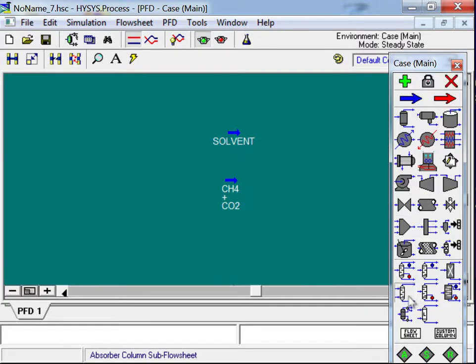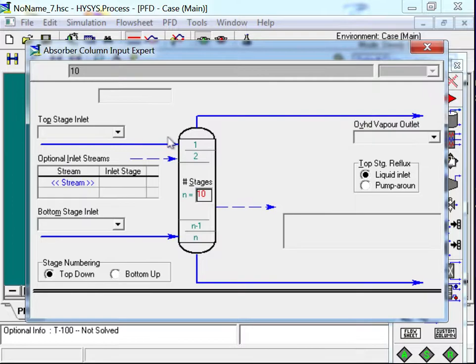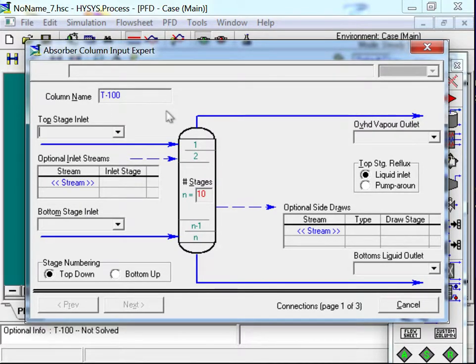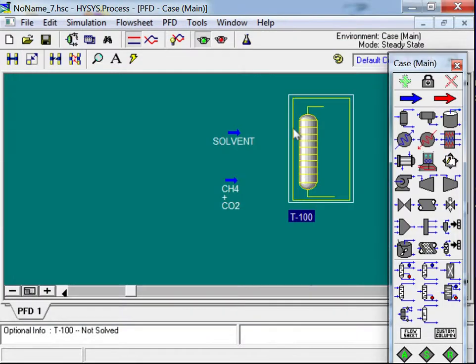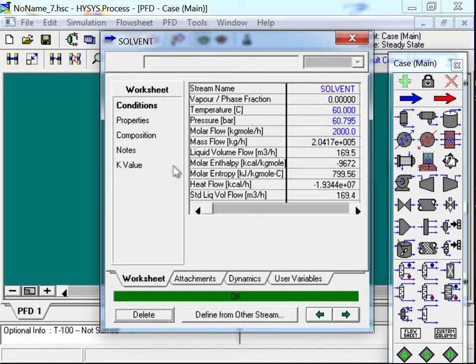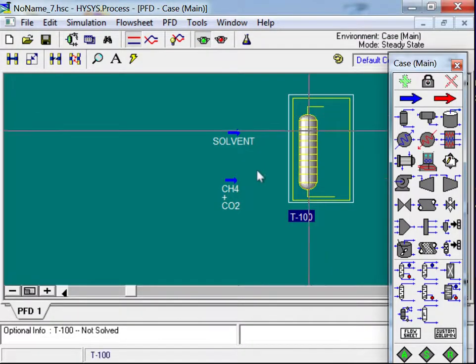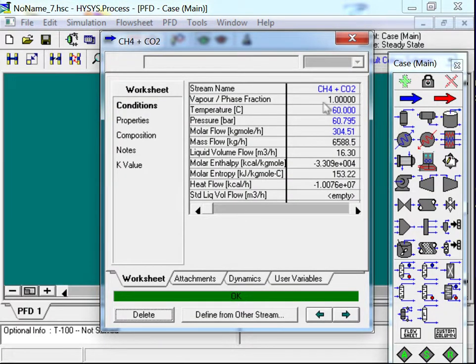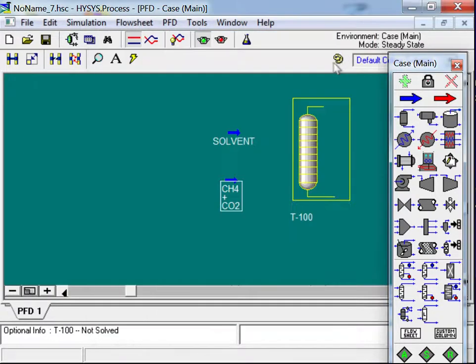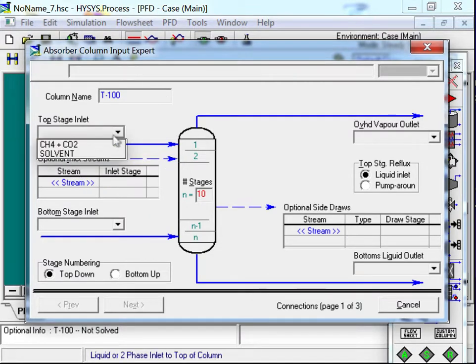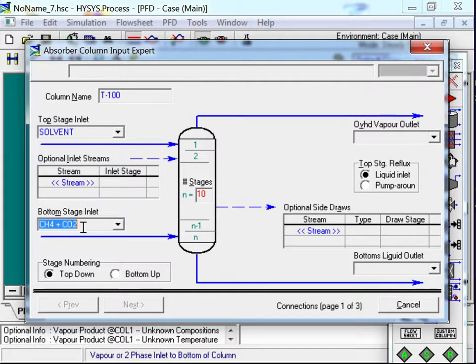Then I'm going to enter the absorption unit. So guys, due to gravity, we have to always enter the liquid phase from the top. So in this way we have the solvent. If we just check here, for the solvent the vapor is 0, so it's completely liquid. The same thing for CH4 plus CO2, it's all in gaseous phase. So we have to enter the solvent from the top and CH4 plus CO2 from the bottom.